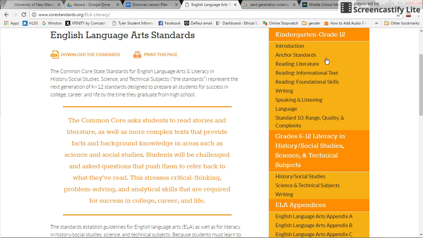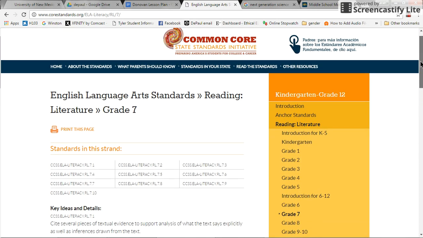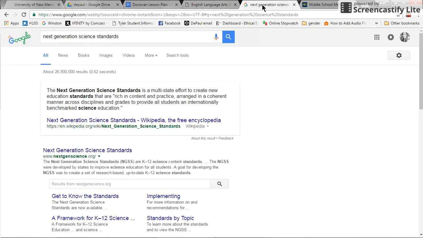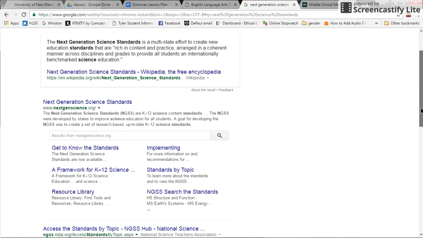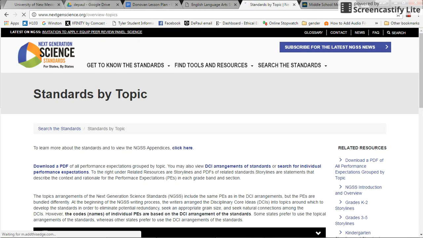preferably 7th or 8th grade if you want to focus on reading, literature, informational text, writing, or speaking and listening. You can just click on whichever you're interested in and go to your grade, and this will give you some standards that you can choose from for your lesson. It's the same for math. If it's science, you would go to the Next Generation Science Standards. Again, you can look at the standards by topic or search the standards. So Earth systems, energy, and you would select the standard for science.